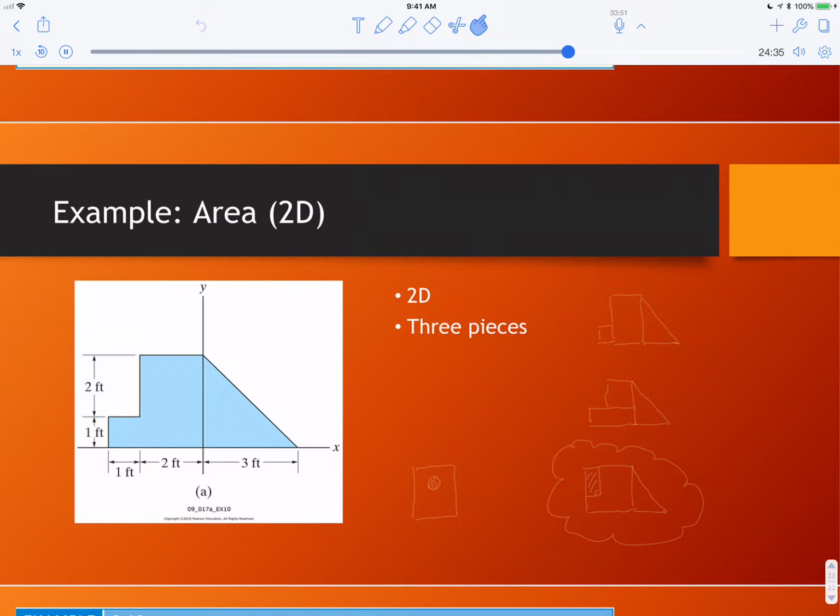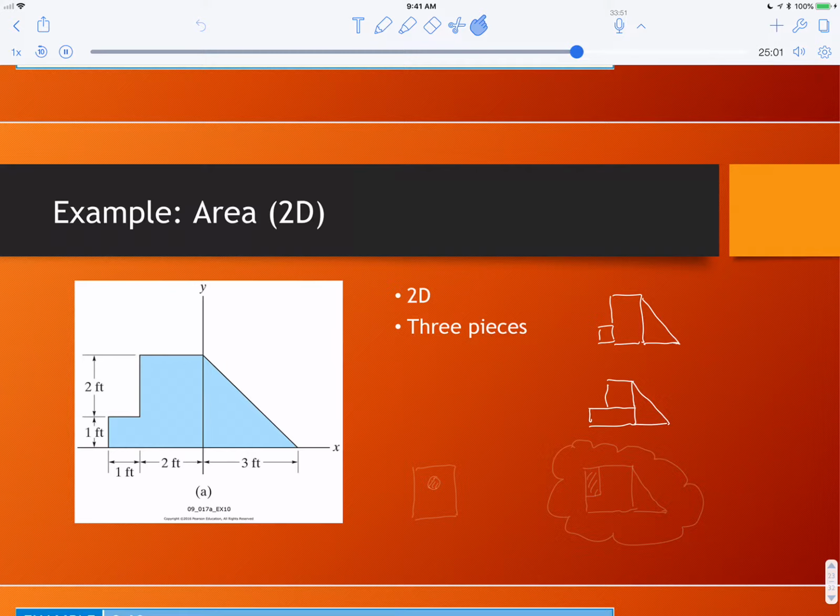Okay, let's do a 2D problem, but this time areas instead of lines. If you look at that shape, there's obviously three areas. You could do it like this, the small square, this big rectangle, and this triangle. You could do it like this: rectangle like that, this little stacked square there, and this triangle.